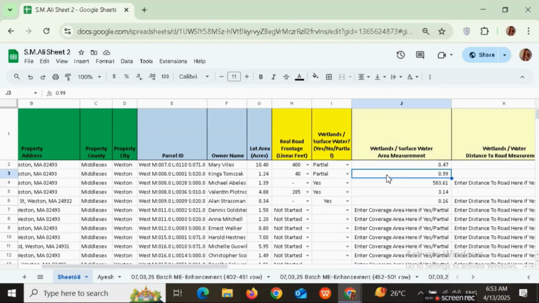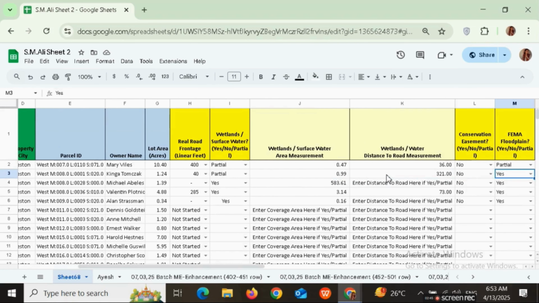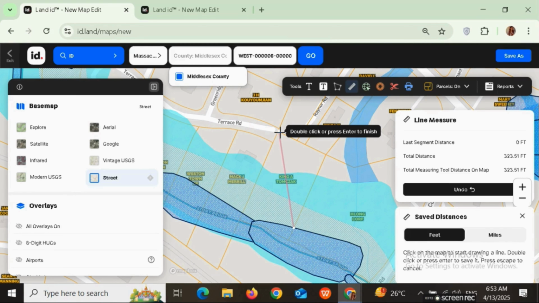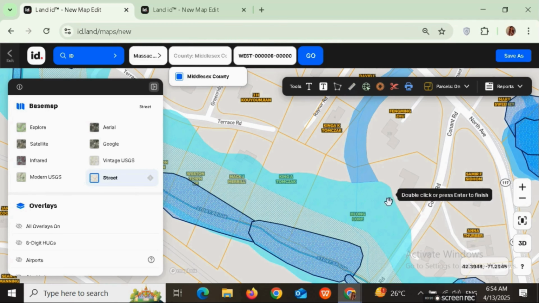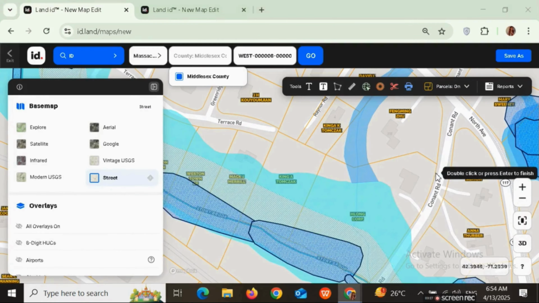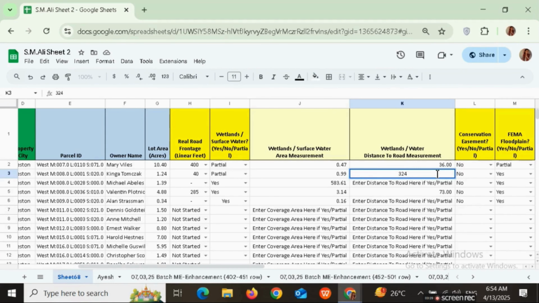I am following the concept, so I want to convey the wetlands distance to road measurement. I measure the value between the wetlands and the road. So there is a value 3.23 or 3.24, so 324, I guess 324.